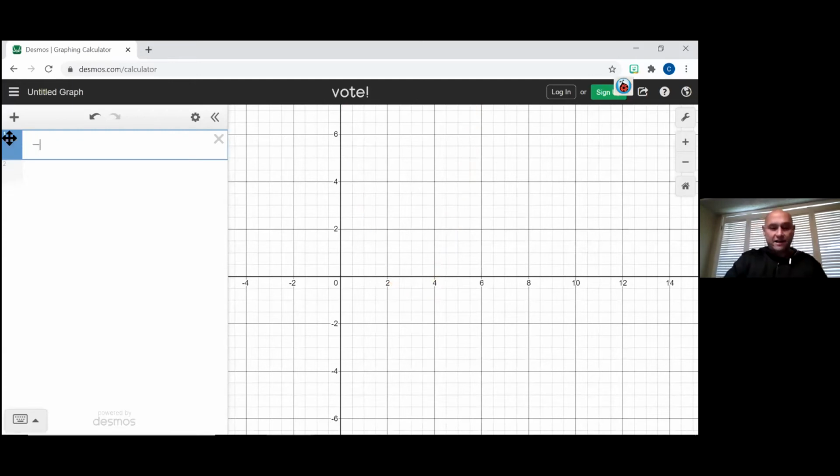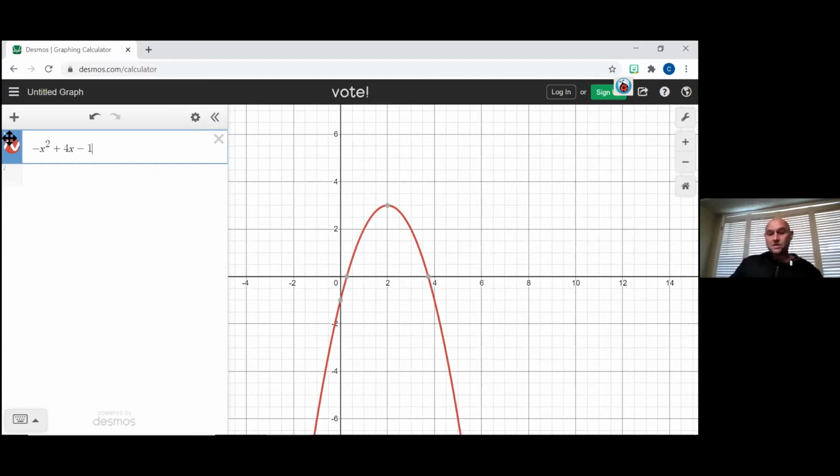All right, so I've got negative x squared plus 4x minus 1. Boom. Now let's find our vertex. Vertex is at 2, 3. Okay, so I'm going to write that down on the sheet of paper. My vertex is at 2, 3. I'm going to pick up a couple other points while I'm here, so I can go ahead and graph this. Okay, I'm at 2, 3. My x-intercepts are about 0.268 and 3.732.